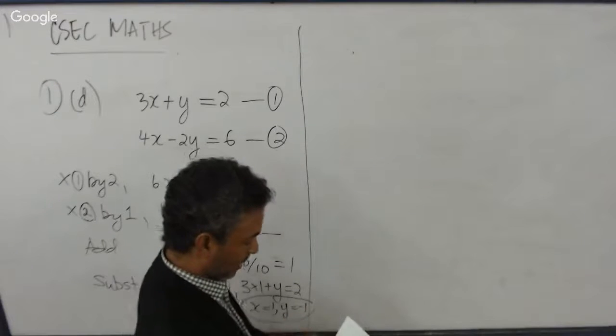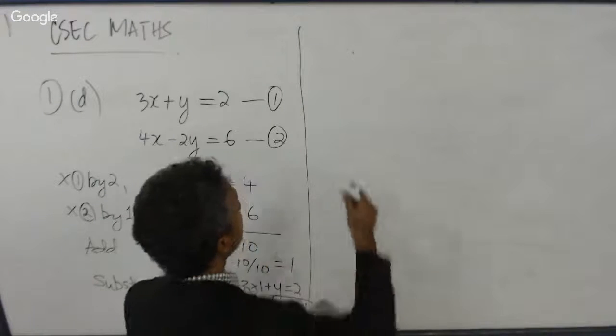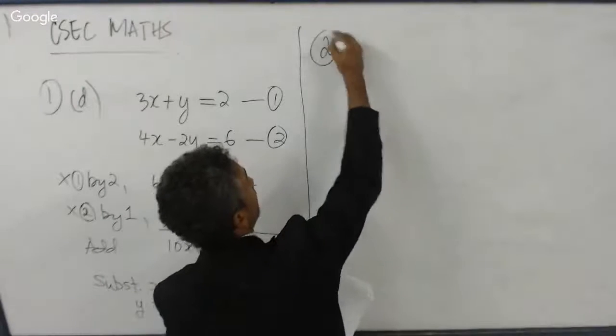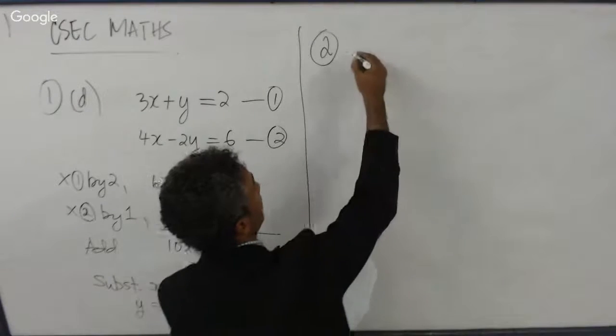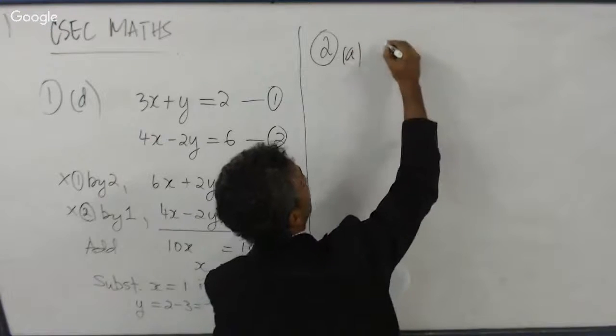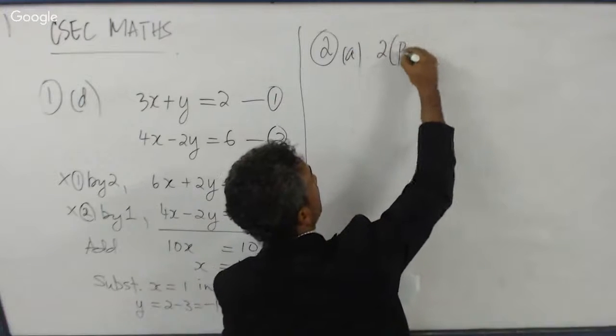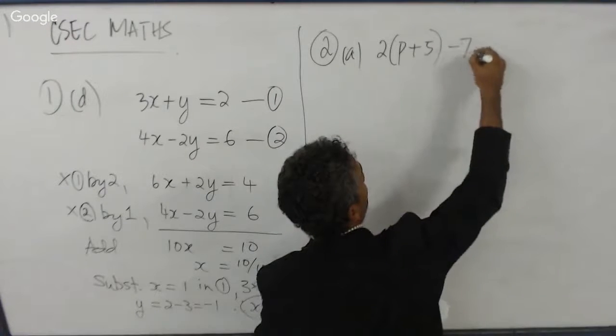All right, so that's 1. Question 2. All right, A. Solve for P. Still algebra. 2P plus 5 minus 7 equal 4P.